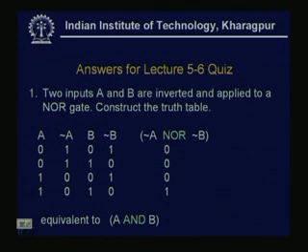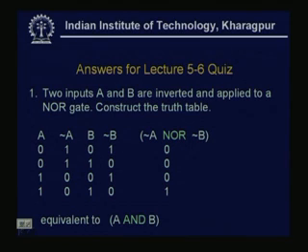If we take OR, 1 plus 1 will be 1, then the complement of that will be 0. Similarly, 1 plus 0 is 1, complement of that is 0. 0 plus 1 is 1, complement of that, which means NOR, is 0. 0 plus 0, that is the OR of negation A and negation B, is 0, and the complement of that becomes 1.